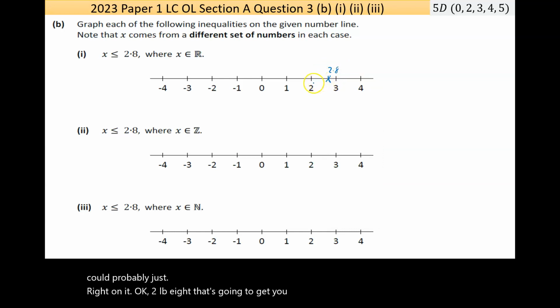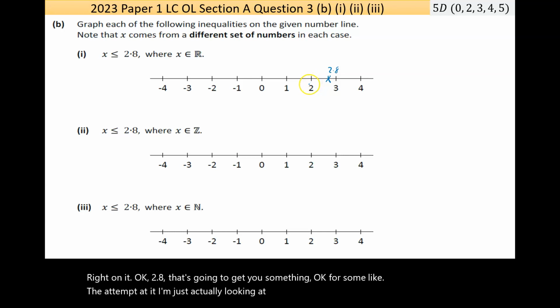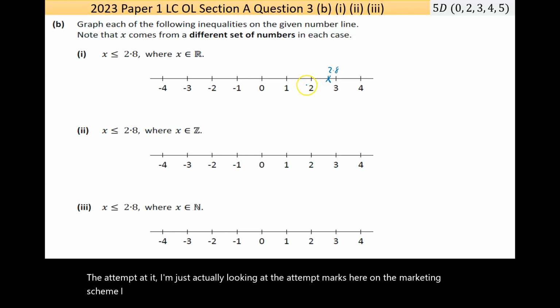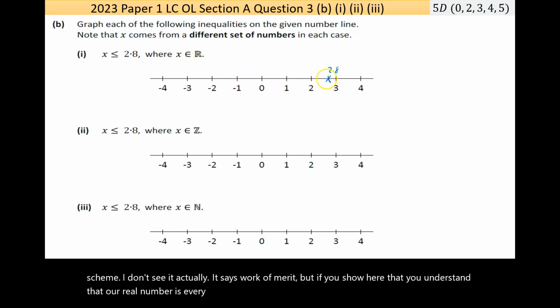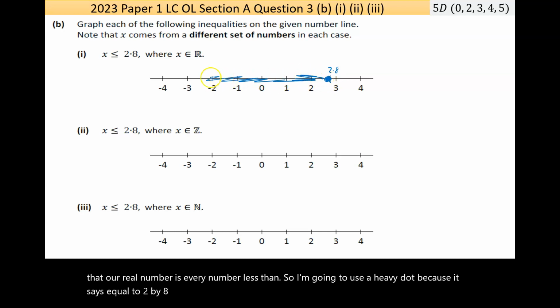Okay, for some attempt at it, I'm just actually looking at the attempt marks here on the marking scheme. I don't see it actually. It says work of merit, but if you show here that you understand that a real number is every number less than, so I'm going to use a heavy dot because it says equal to 2.8 and it's every number all the way back. Now, I could make that prettier, but that's the essence of it.